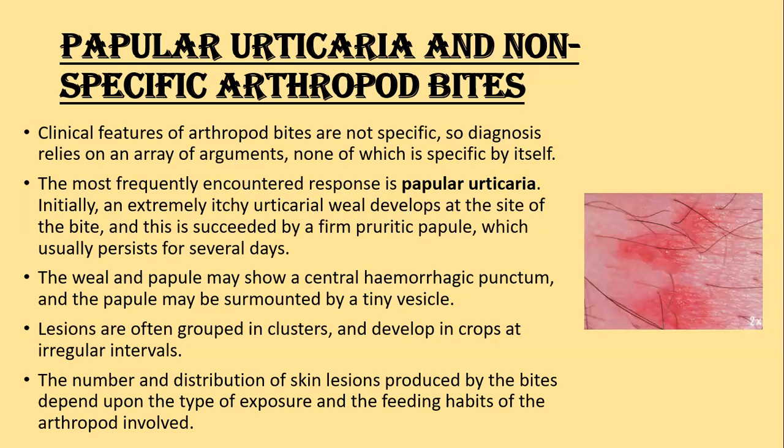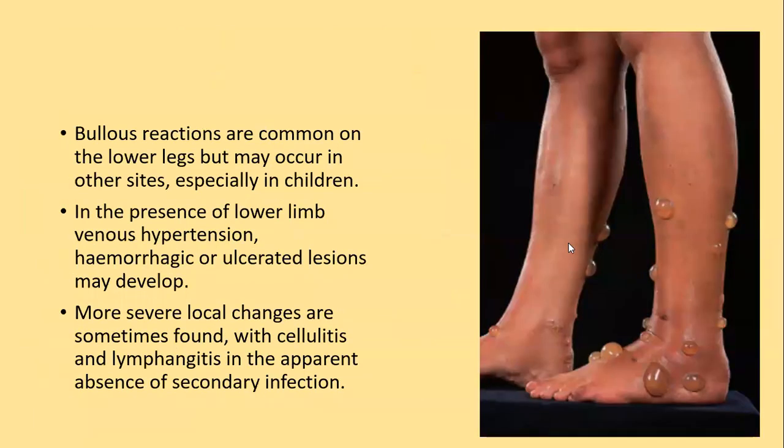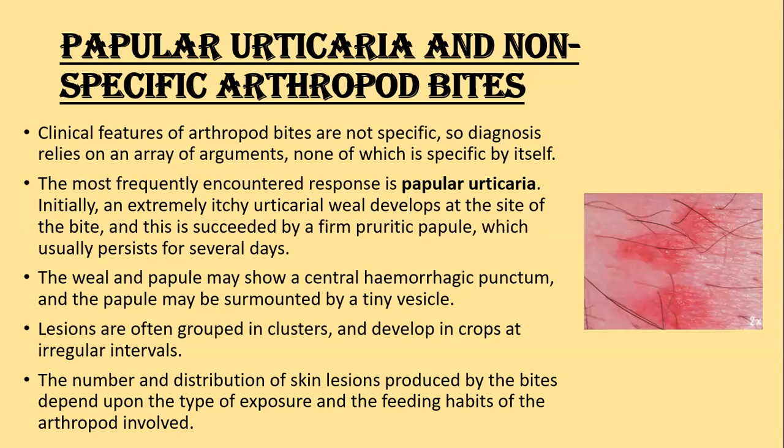So development of lesions in crops does not mean that it's not an insect bite, because sometimes people are regularly exposed to that particular insect. The number and distribution of skin lesions produced by the bites depend upon the type of exposure and feeding habit of the arthropod involved. So if the bites are due to flying insects like mosquitoes, then these bites will occur on exposed areas like the face, hands, forearms and feet.